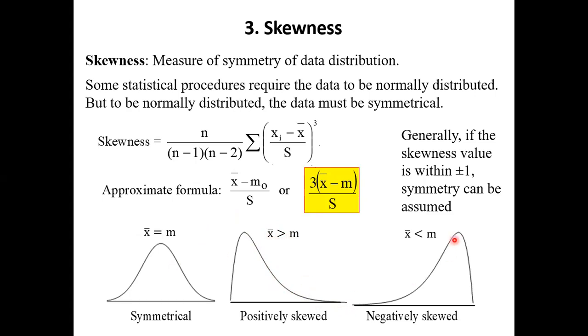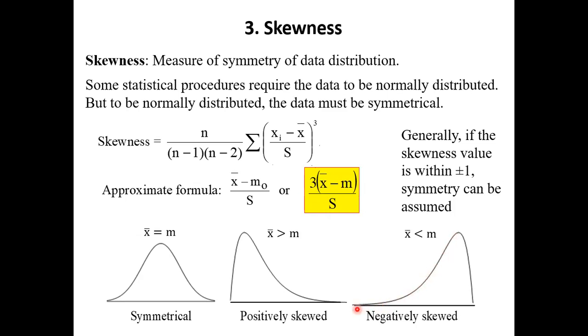The third one, let's say x bar is 20, m is 40. 20 minus 40 is negative. I'm not telling what number because we must use others too. It's negative, so the data will be skewed to the left.